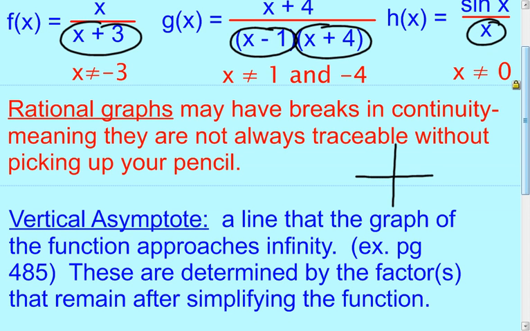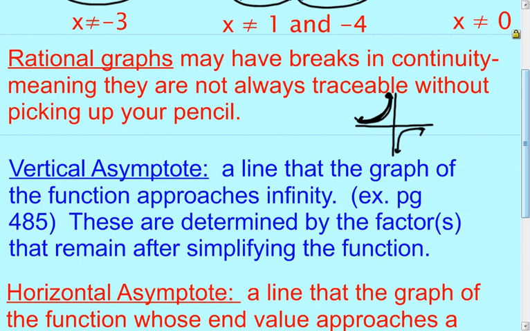One of the ways this can show up is a graph that looks something like this. I can't draw this entire graph without lifting up my pencil. I can draw the top branch, but then I would have to lift up my pencil to draw the bottom branch. So that means that there is some discontinuity in here. One of the ways that discontinuity shows up is that you might have a vertical asymptote. That's a vertical line that shows up as a spot where the graph is undefined.